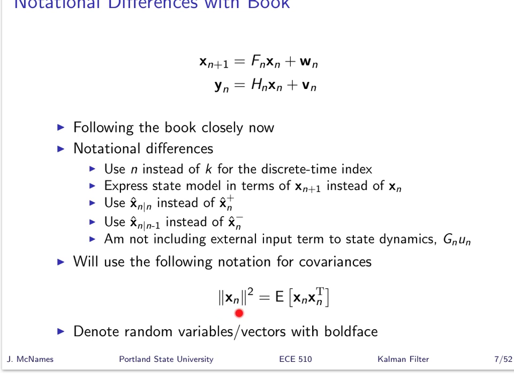I'm also using this norm notation, where I've got the two vertical bars. This indicates that there's a norm of some sort. And in this case, this norm basically means that I'm looking at a covariance matrix. And this is an expectation. This is not a calculation. So this is an expectation over whatever the distribution is of the state vector at time n.